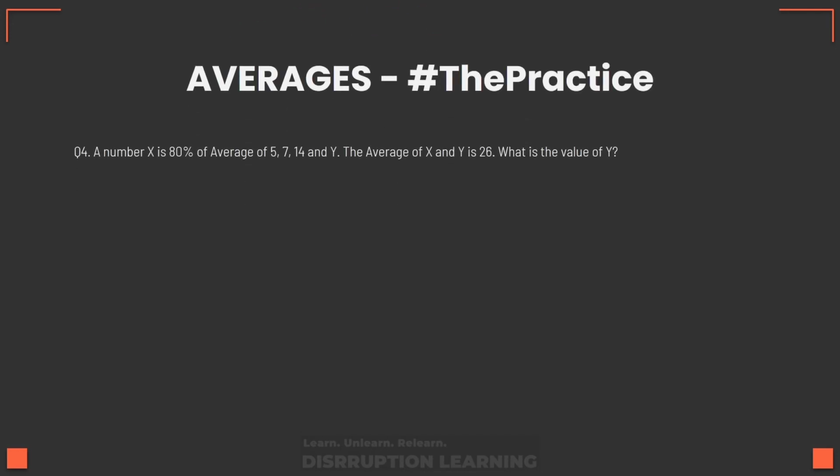Now, a number X is 80% of the average of 5, 7, 14 and Y. So the average of these numbers, and 80% of that is the number X. The average of X and Y is 26. So what is the value of Y? As per this equation, X plus Y divided by 2 is 26, which means X plus Y is 52. This is the one equation that we have.